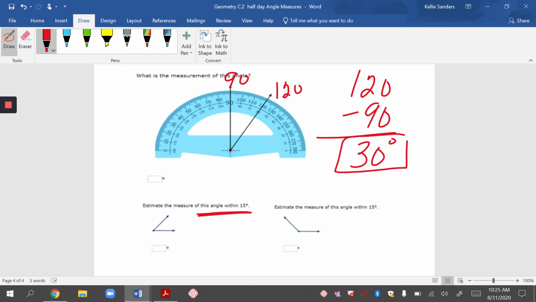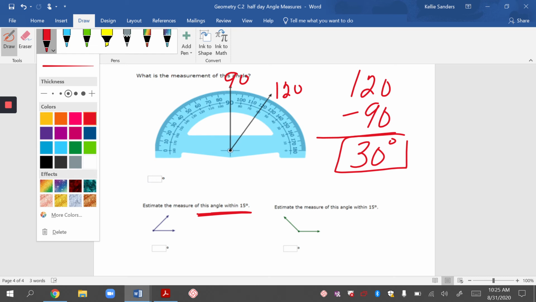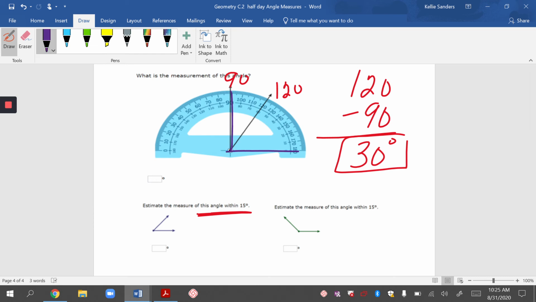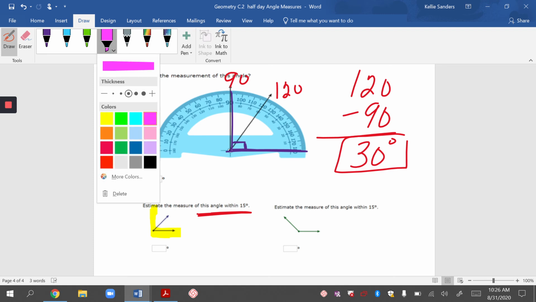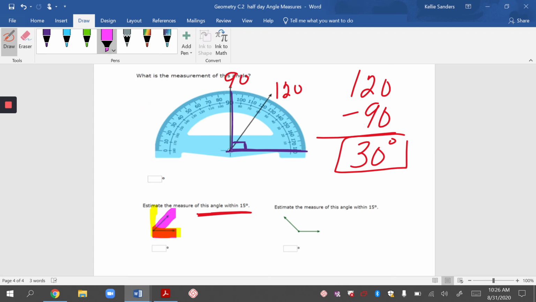So think about what angles you know. You know this right here is 90 degrees. So if you, in your mind, make that 90-degree angle right there, what would this one look like? It looks like it's half of it, which it would be. So your answer would be 45 degrees.